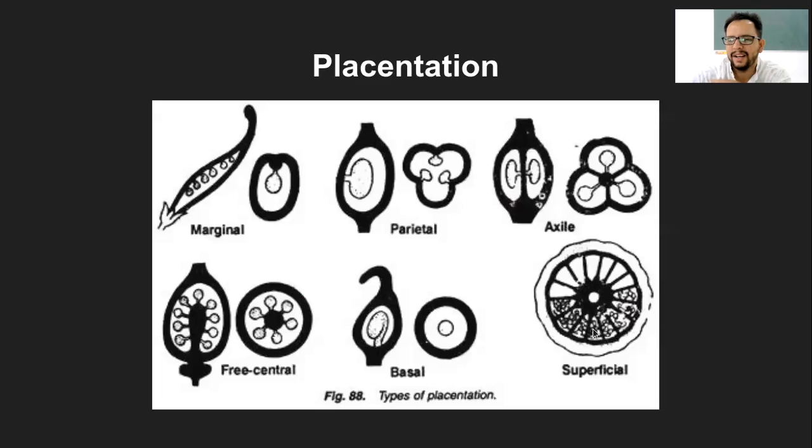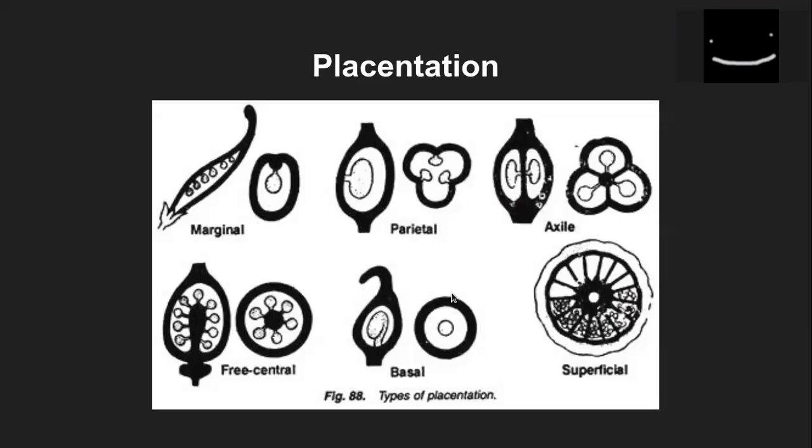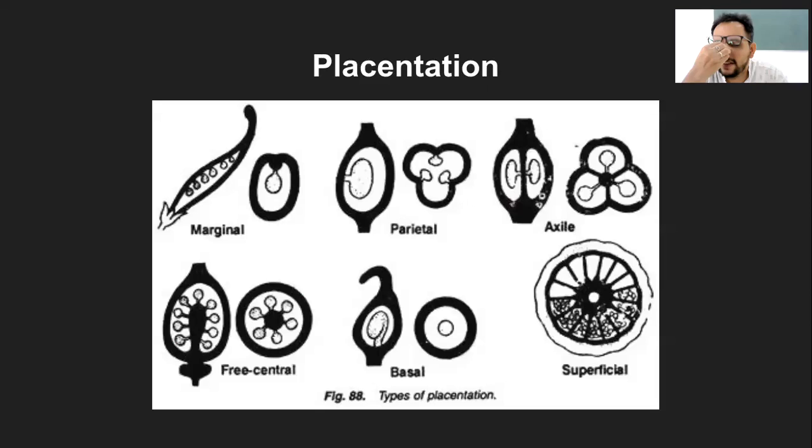Okay, so all these are the different types of placentation. What you need to remember is probably just the name, an example, and how it looks, which you can probably remember by the name itself. Does the pea plant also fall under marginal? Yes.